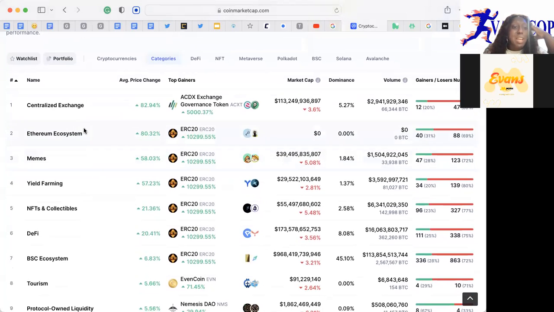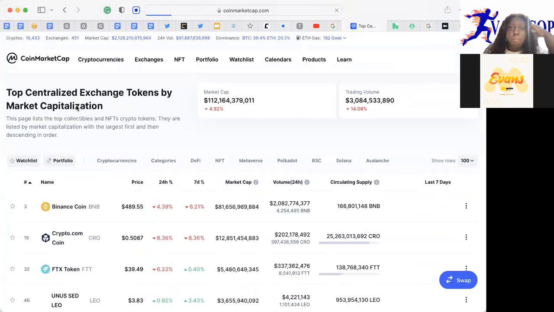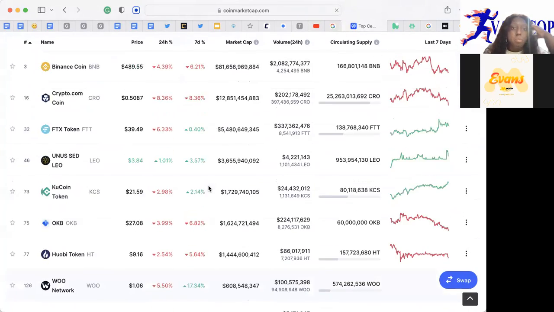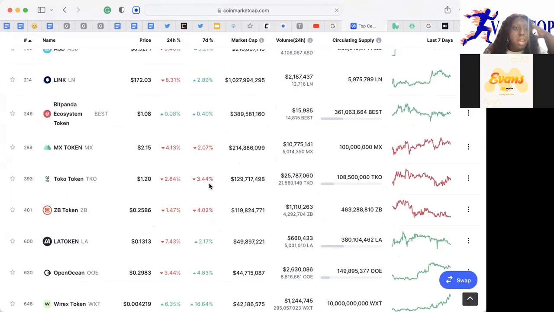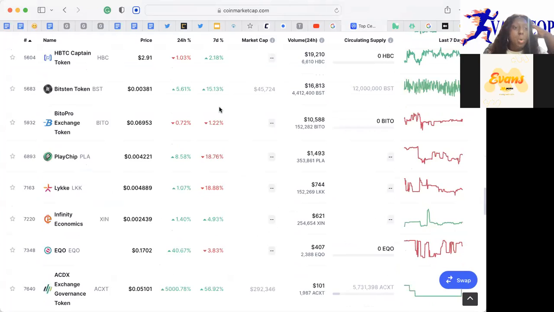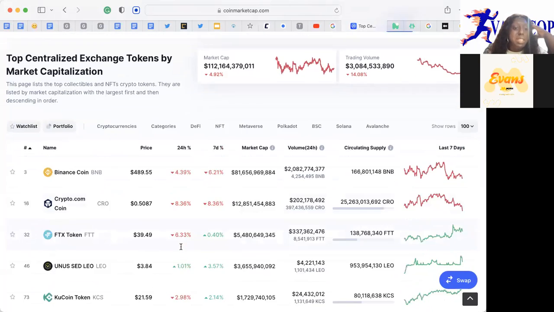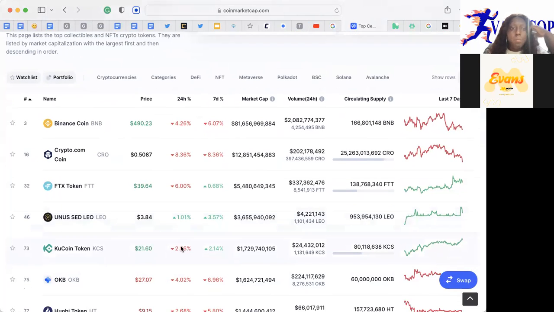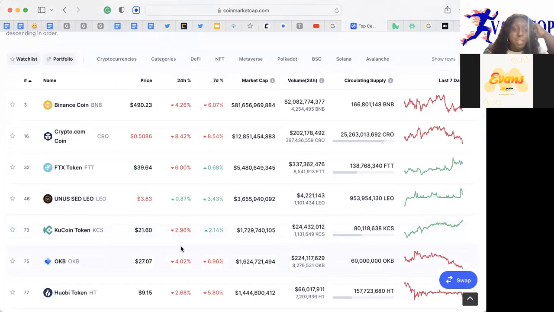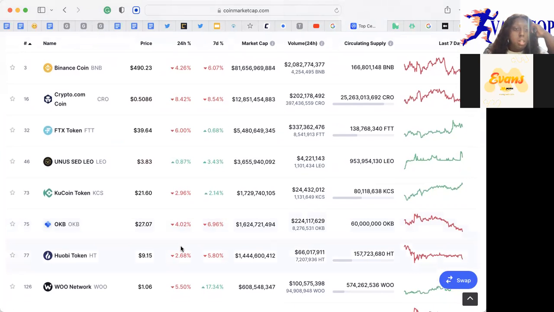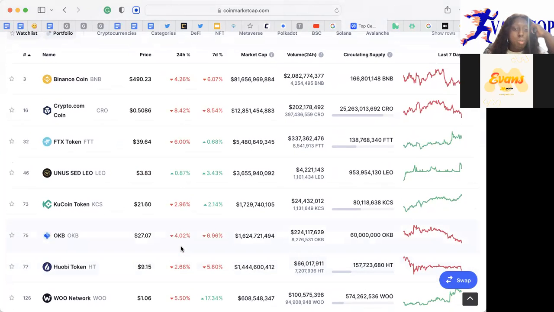We have centralized exchanges. This is like all the exchanges. Under this category, you'll see the different exchanges and their coins. If you notice, Binance is leading. It has the highest price, and the market has just been dropping. Wow. Well, this first quarter of the year, we are going to be focused on taking profits because everything is still so uncertain.